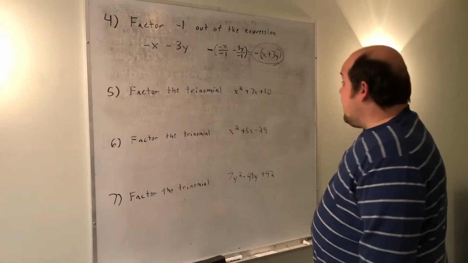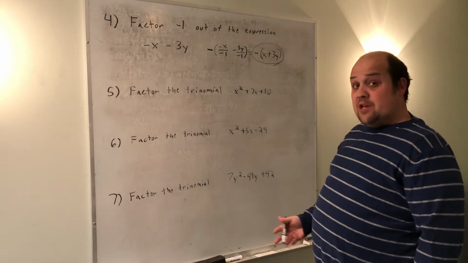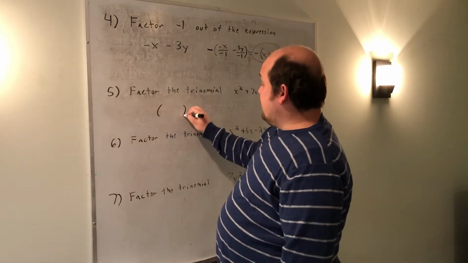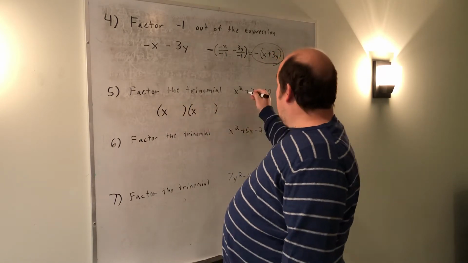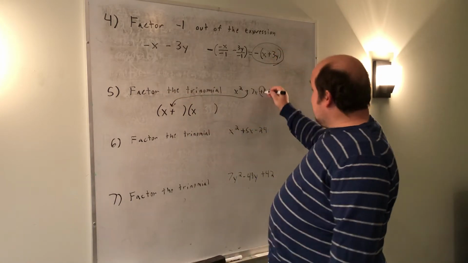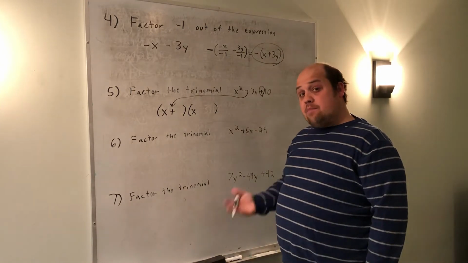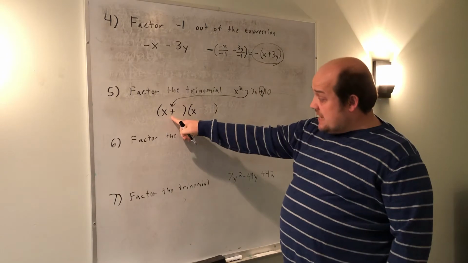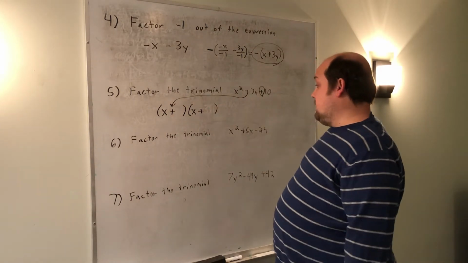For number 5, factor the trinomial x squared plus 7x plus 10. I'm going to use the method that I showed in class. I always start with 2 parentheses. I put x and x. I bring down the first sign. This second sign tells me same or different. Plus means same, minus means different. This tells me same as what I had before, a plus, so this is also a plus.